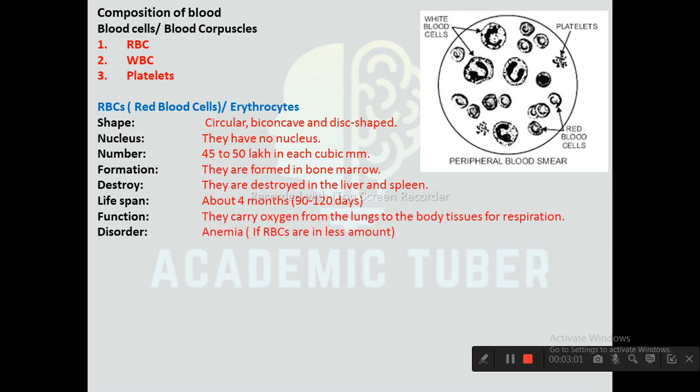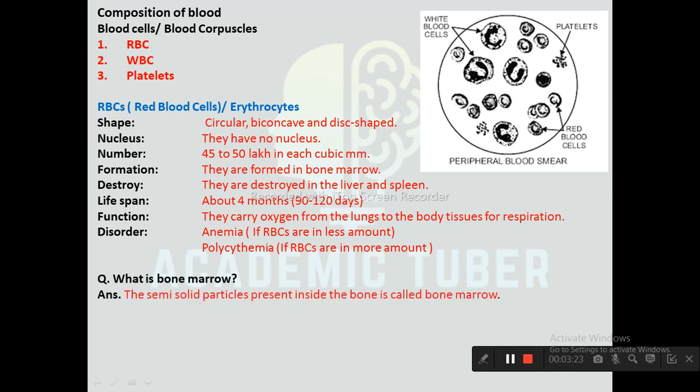Disorder. So if RBC are in less amount, we will suffer from a deficiency disease known as anemia. Whereas if RBC are in more count, we will suffer from the disease known as polycythemia. So bone marrow, the semi-solid particle present inside the bone, is called bone marrow, and hemoglobin is the iron-rich pigment that makes blood red.